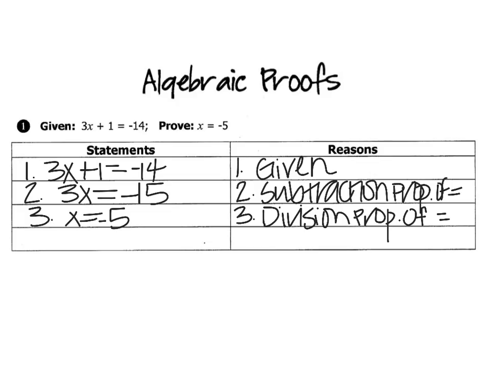Now together we just did this algebraic proof. We went from our given statement and our given reason. And we thought algebraically. We analyzed the situation. We kept our end goal in mind, that we were trying to prove that x equals -5, and we solved this algebraically while giving a reason for every step.